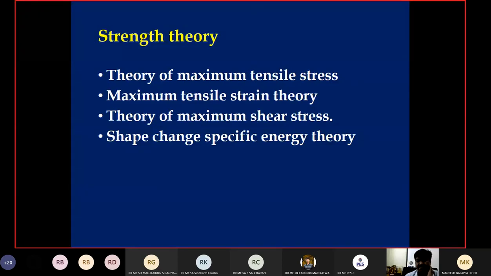So these are the theories that you would have learned. Now, the theory of maximum tensile strength, if you just have to brush it up: as soon as the maximum tensile stress, represented by sigma, at a point inside the member reaches an ultimate stress in any unidirectional stress condition, the material will undergo fracture failure.